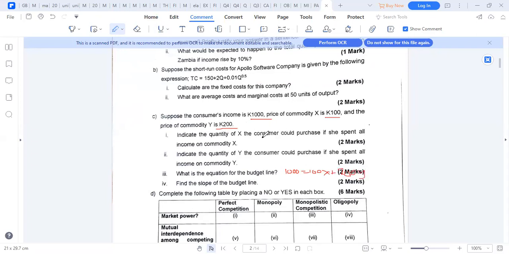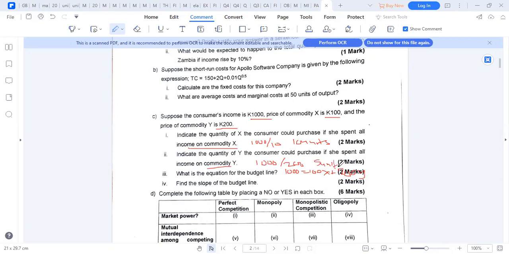Indicate the number of x the consumer would purchase if she spent all the income on commodity x. So just divide the price of x into 1000. So 1000 divided by 100. We get how many units? 10 units. About how many units of y if we spend all of it on y? 1000 over 200. So this is 5 units, 2 marks.